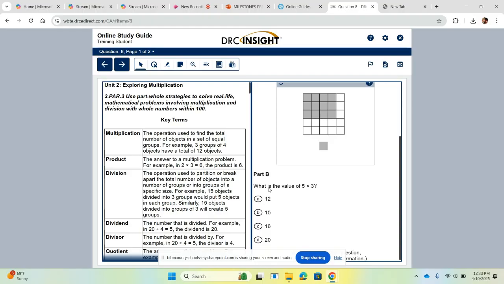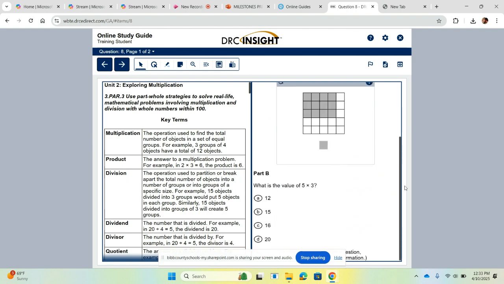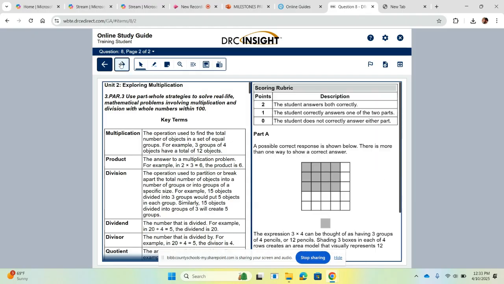See, part B has nothing to do with part A. So what is the value of 5 times 3? So the students just had to put 12 squares, right? 3 times 4. But now, what do we have to do? What has to happen? So 3 times 4 is up there. What do we have to do now? They're giving you another one. I wouldn't say it's a trick question, but they've got to get both parts right.